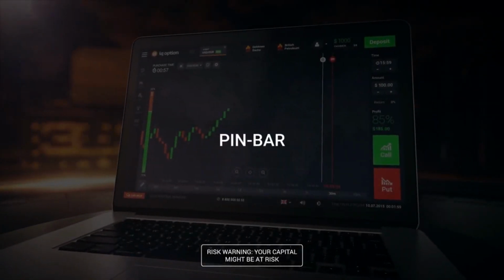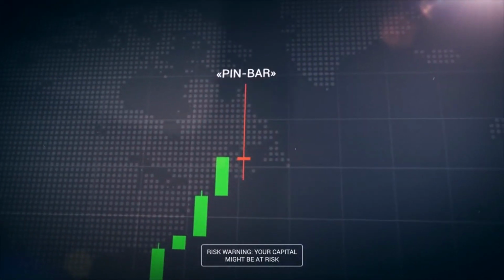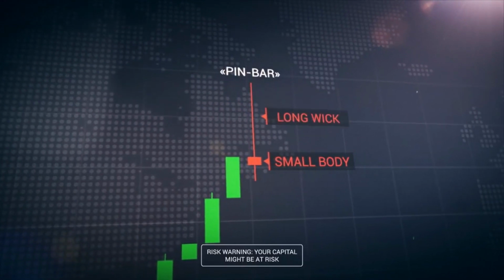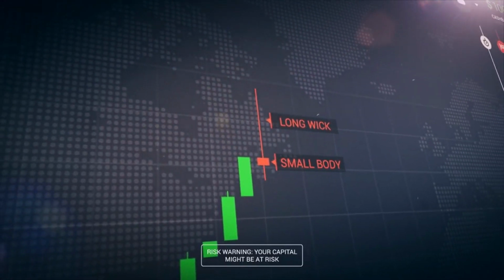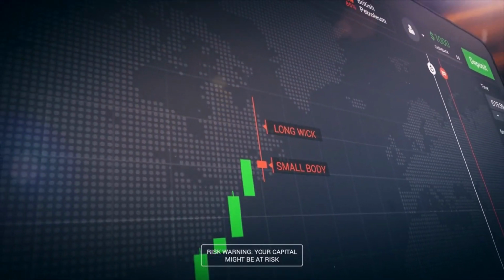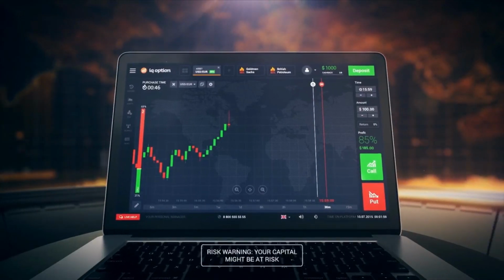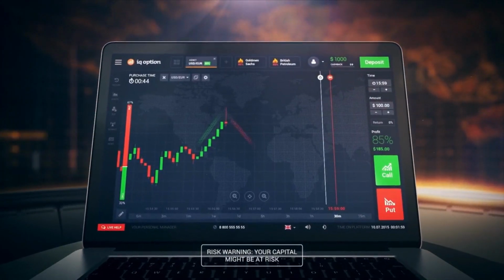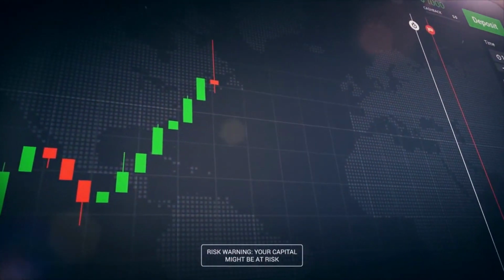Pin bar pattern. Pin bar is a candle with a small body and a long spike or wick directed upwards or downwards depending on the direction of the market. For those who follow the candlestick analysis, this pattern is a strong signal of a future trend reversal.